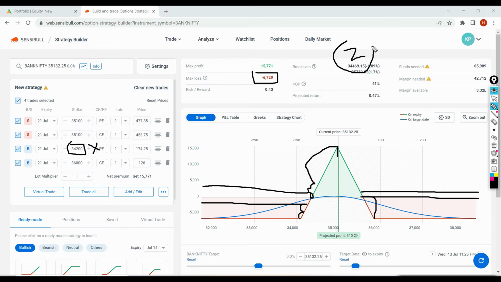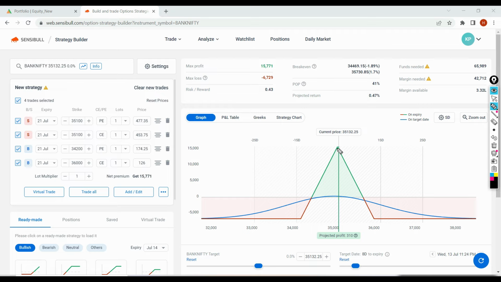We have another 4 days to go. We have Monday, Tuesday, Wednesday, and Thursday. So that's what the adjustment should be. Very, very gradual adjustments. You should not be doing aggressive adjustments. I'll tell you at the end of the video what type of adjustments we do. This is one of the adjustments.